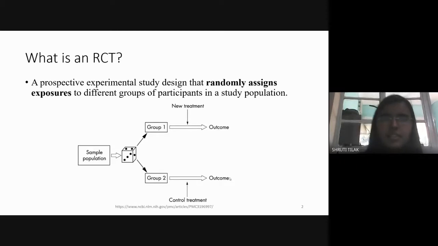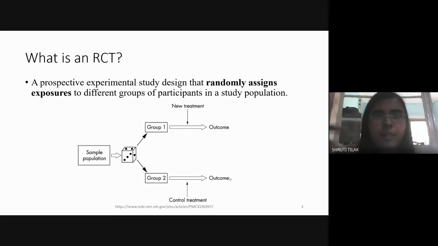So, what is a randomized control trial? A randomized control trial is a prospective experimental study that randomly assigns exposures to different groups of participants within a study population. So, essentially, what we're doing is we have our determined study population, and we're dividing them into groups. And the division into those groups is going to be based on a random allocation. That's a very important part of what an RCT is.